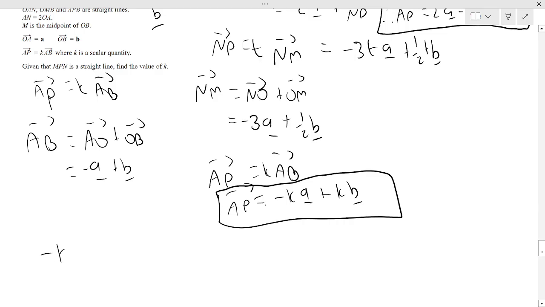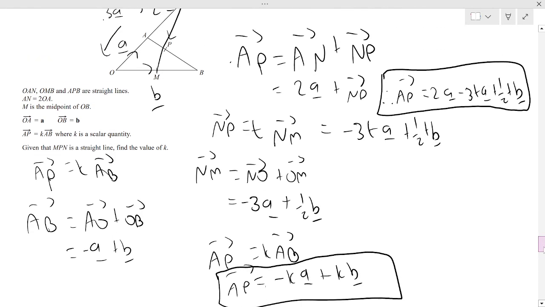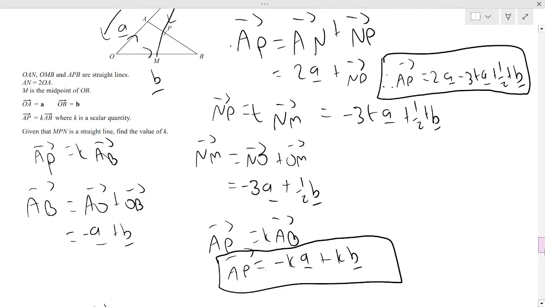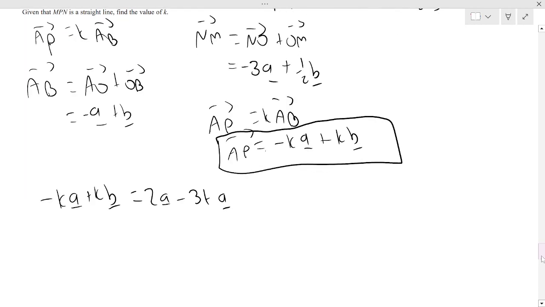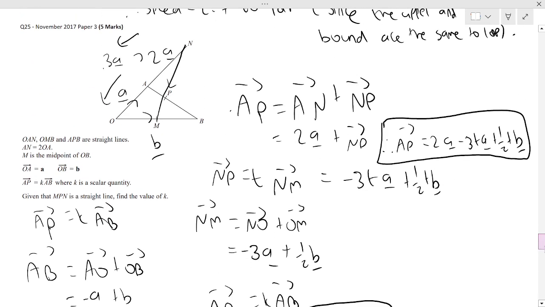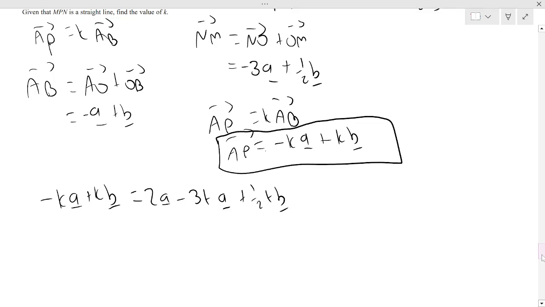So we could say minus KA add KB, this bit here, is going to equal up here 2A minus 3TA add a half TB. Yeah, should have copied that right. Cool. But actually, this is a simultaneous equation in disguise because we can compare the A and the B coefficients, right? So firstly, the A bit.